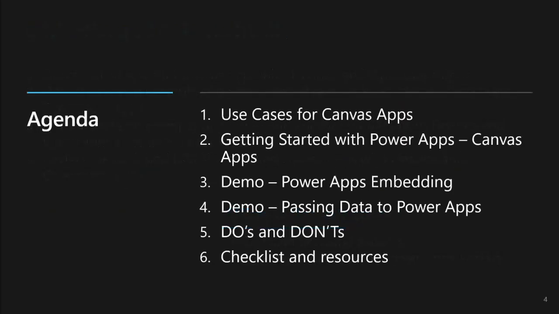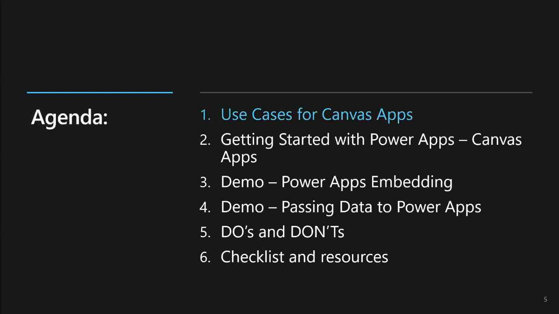So taking a look at the overall agenda of what we're going to look at, we're going to start with some use cases, and then I'm going to show you some basics of getting started with Power Apps, specifically on the Canvas app side. Then we're going to do a number of demos on how to embed and then how to pass data. And then we're going to talk a little bit about those do's and don'ts, provide a couple tips and tricks, and we'll wrap up with a checklist and some resources for you to get started on your journey with Power Apps to extend your finance and operations.